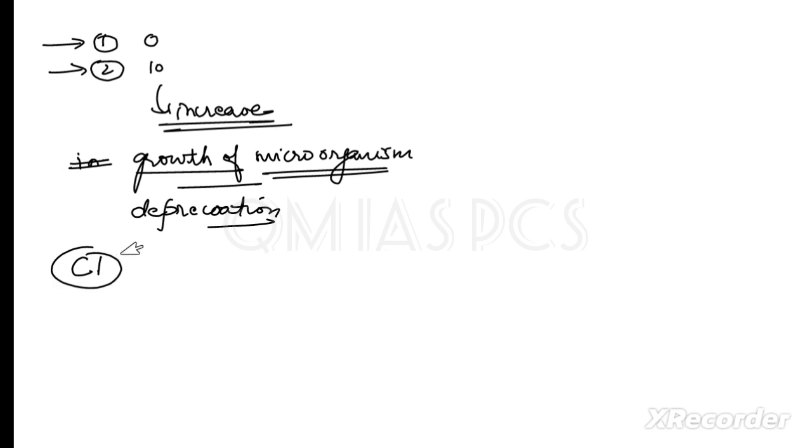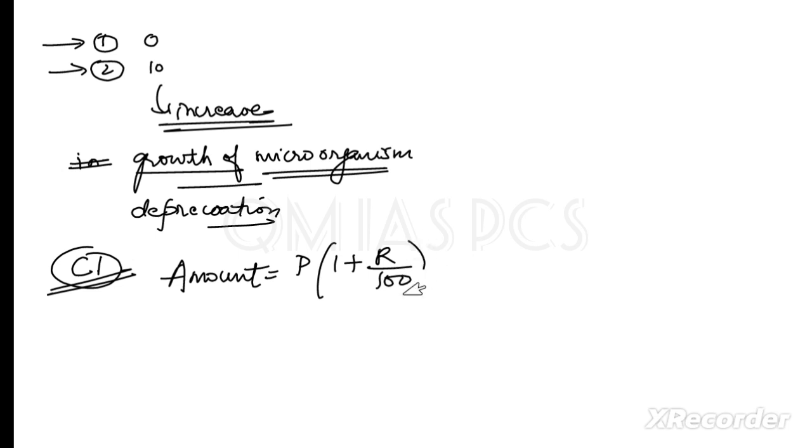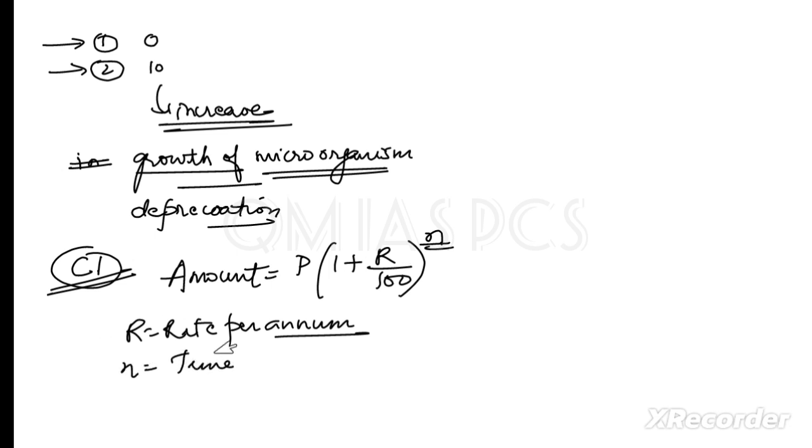In case of CI, there is no direct formula, we have to find the amount. So in case of CI, the amount is equal to principal times 1 plus r divided by 100, and the power is not t, I am writing n here. What is n and what is r? See, r is equal to the rate per annum. You understood what is per annum? Per annum means every year, and n is the time period. So whenever per annum is given, we can write the time here in years.